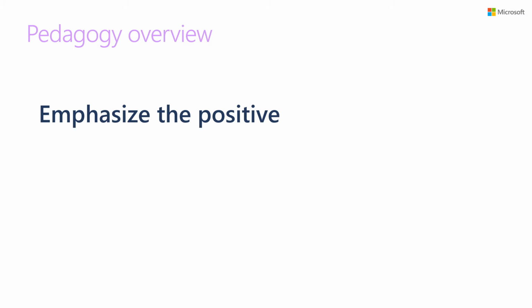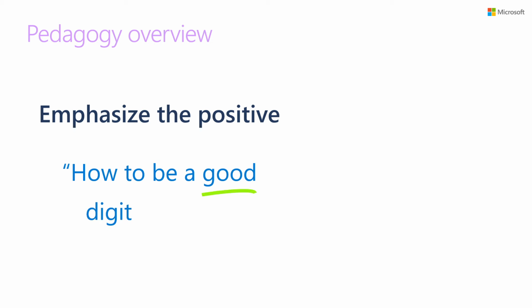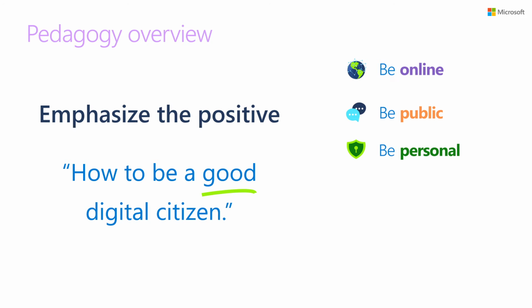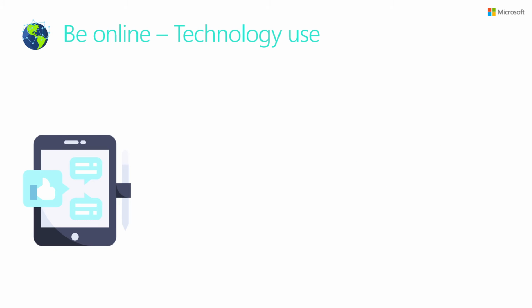So what is the pedagogy overview? It says to emphasize the positive, how to be a good digital citizen. We have to focus only on the positive, on how it is possible. There are 5 principles which we saw under the agenda, some guiding principles: be online, be public, be personal, be respectful, and be perspective. Let us learn one by one what each actually means.